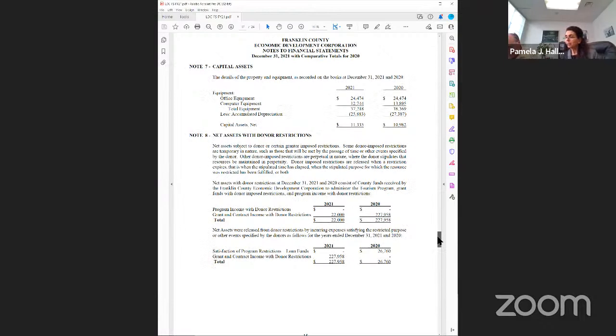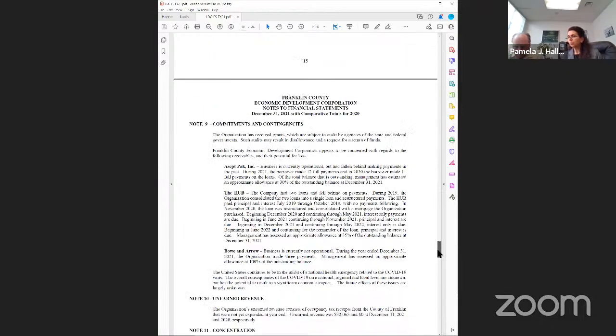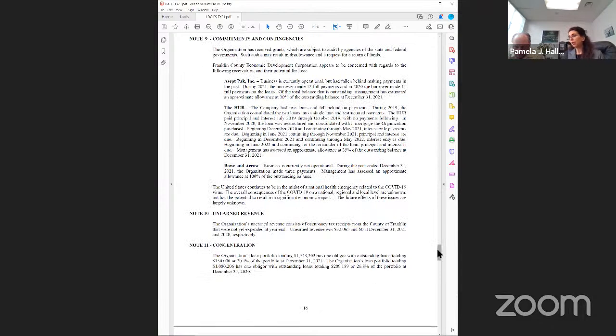Show that there. Commitments and contingencies. You do note what loans have had some concern, so we do note those and what portion the allowance makes up of those. The COVID note goes there because we still don't know. There's an unearned revenue note, so that we have the 32,000 in there that I explained earlier about the proceeds that you would expend in 22.